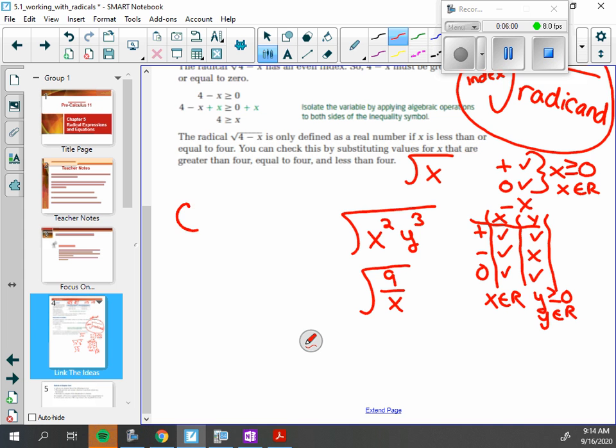Okay? A 0 on the top is okay. A 0 on the bottom is a no-no. You cannot do that. I got that from Pinterest. Okay. So write that down. That's really important. Very important.